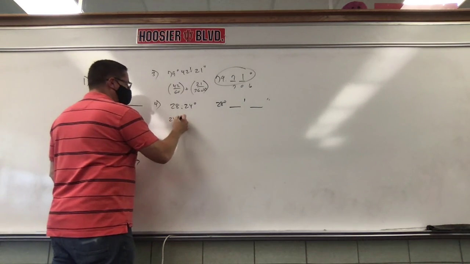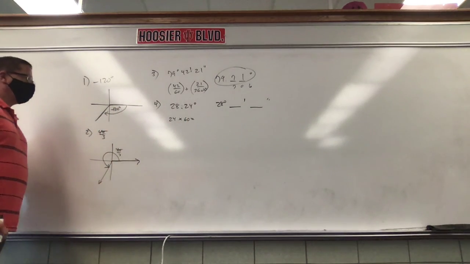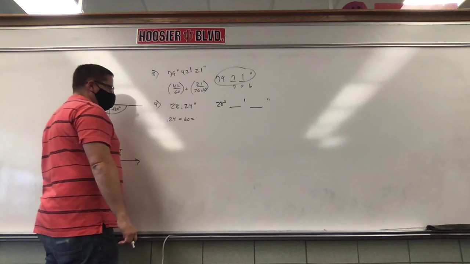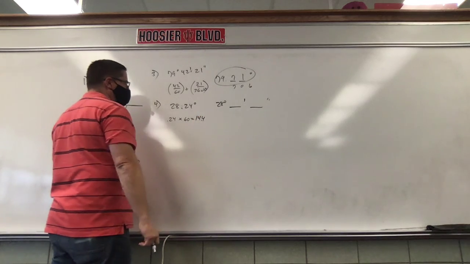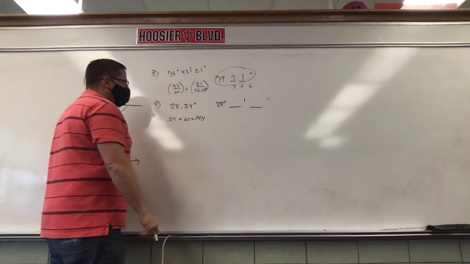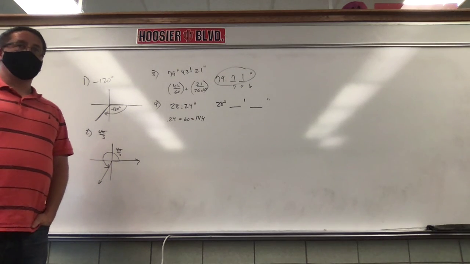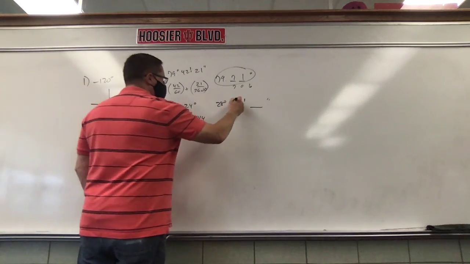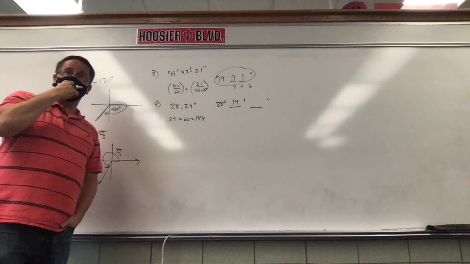You times 60, because there's 60 minutes in a degree. Say not 24, 0.24. And what is 0.24 times 60? Is it like 14.4? I think. Yeah. It is? Okay. So 14.4 what? 14.4 minutes. So how many full minutes are there? 14. And we have leftover parts of a minute, and parts of a minute are called seconds.